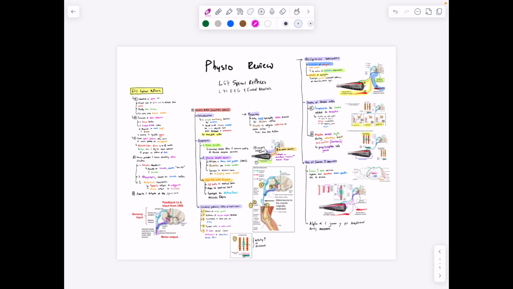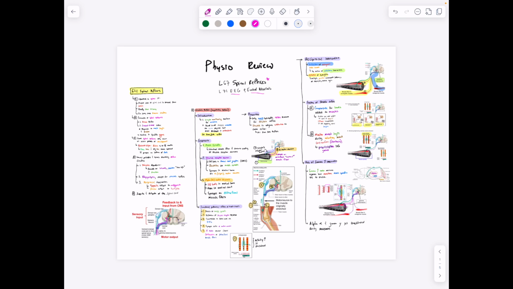Hi guys, this is a review of Physio for our exam 3 of HBF 3. We're going to be looking at spinal reflexes, and then we have EEGs and evoked potentials, looking at the brain. So spinal reflexes, and then looking at voltage measurements of the brain to try and look for the foci, points of seizures.